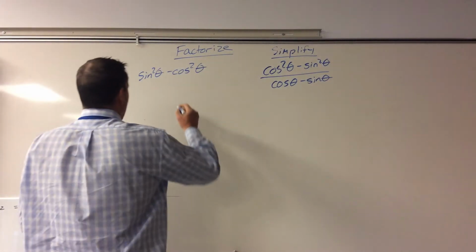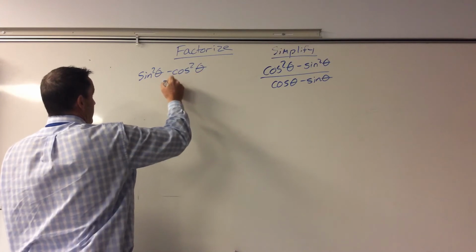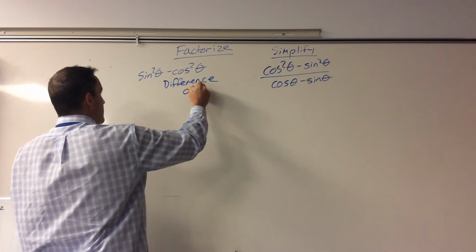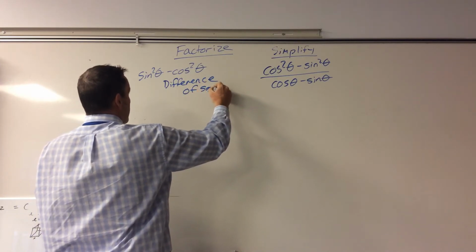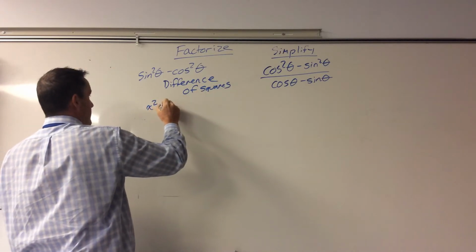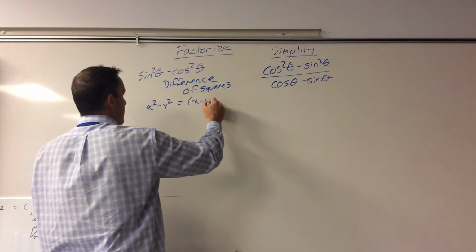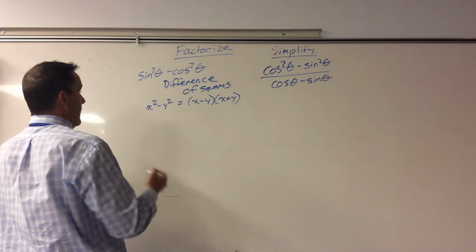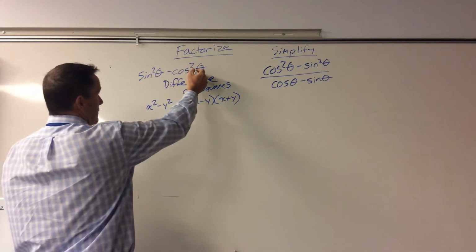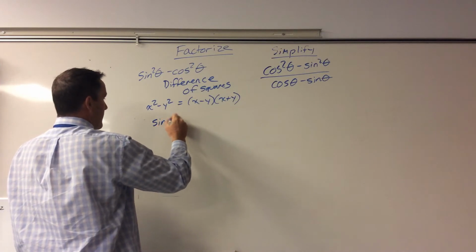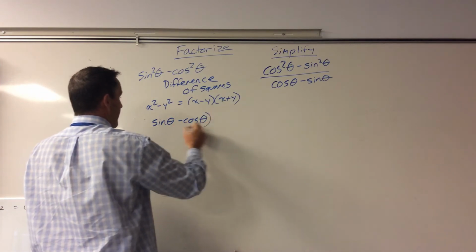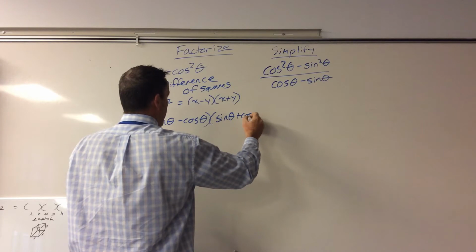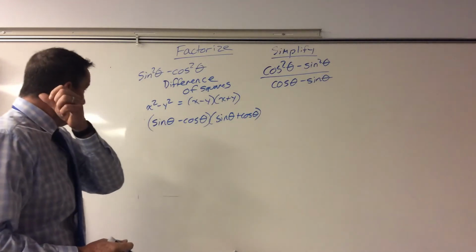What I got to remember is this is a difference of squares. I need to recognize that from the factoring chapter, which everybody loved. But difference of squares is simply x squared minus y squared is equal to x minus y, x plus y. So everything comes back. We've got that, we've got sine squared, cosine squared. So we end up with sine theta minus cos theta, sine theta plus cos theta. Done. That's all there is to the first example.